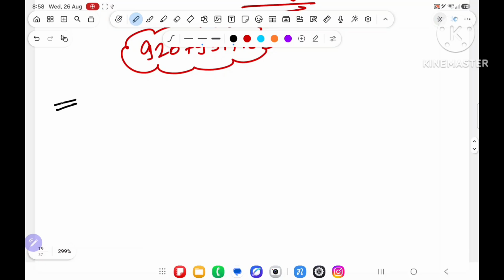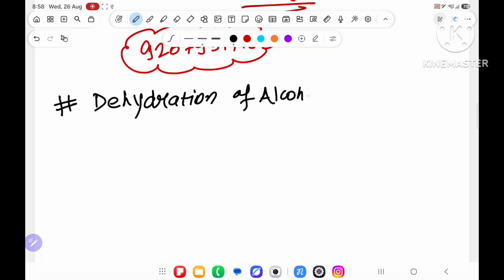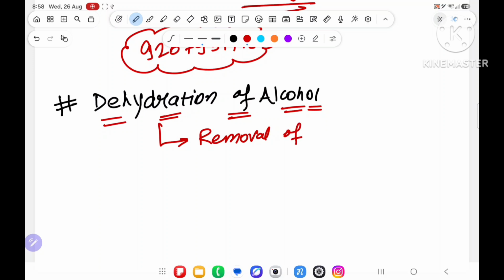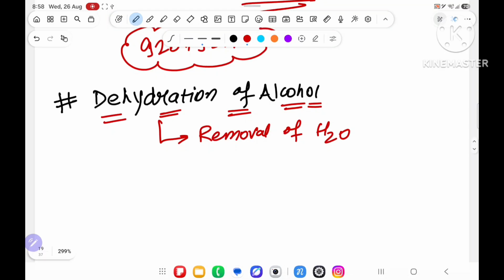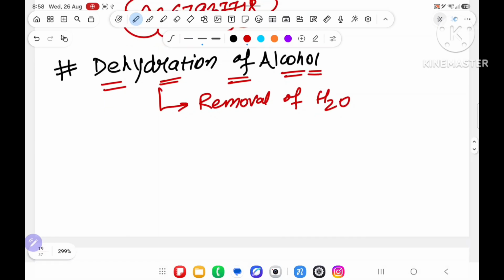Now next part of the topic, that is called, sorry, dehydration of alcohol. And whenever you are going to the doctor and they are saying you are suffering from dehydration, dehydration means what? Removal of water. Your body is lacking water. That is known as dehydration. So from alcohol we will remove water, and that process is known as dehydration of alcohol.